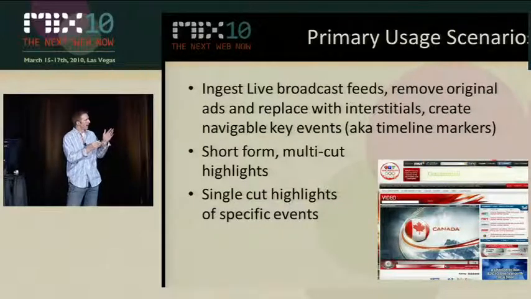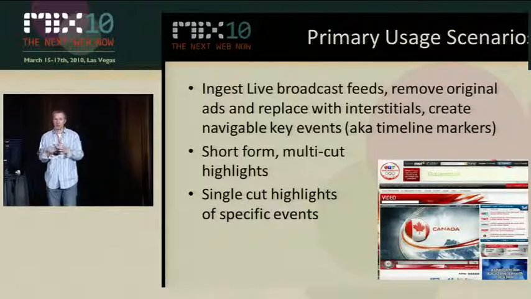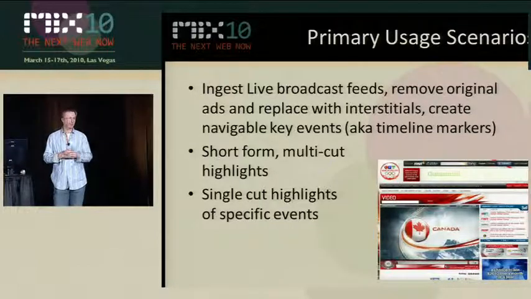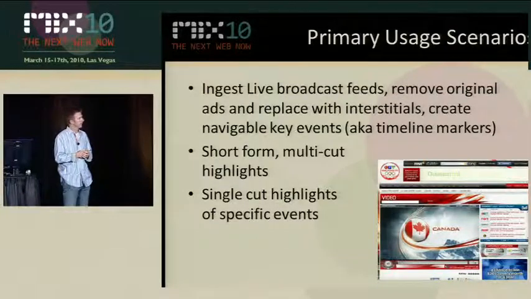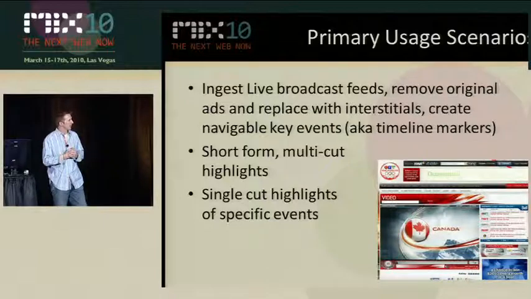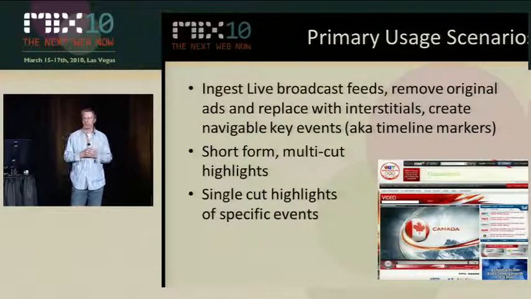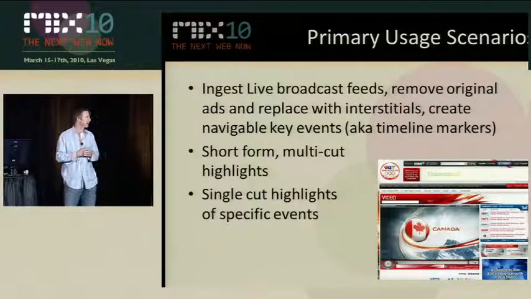The other way that it would be used, we'd cut out the broadcast ads. Can't use those on digital, so we'd cut those out, put in some different interstitials for digital. Lay in some timeline markers, which I'll show you in just a second. So that was usage scenario number one, and that was really the prime usage scenario for CTV and how they use the rough cut editor.